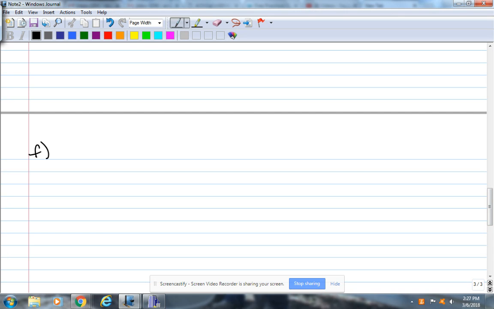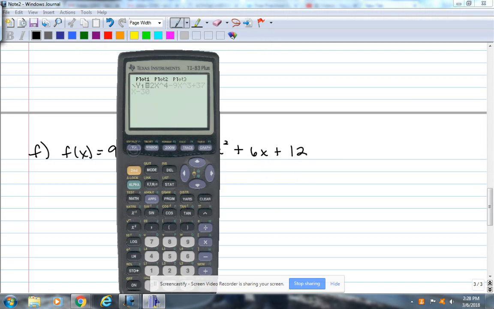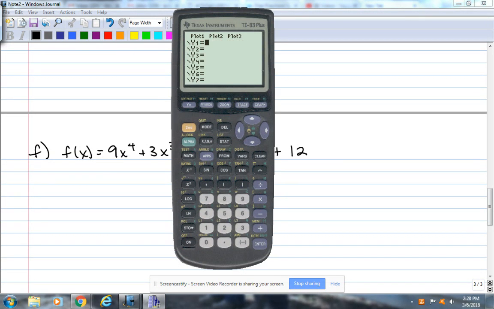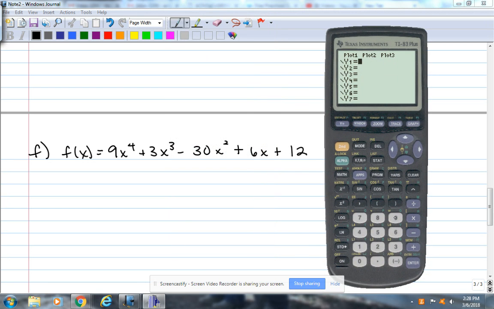Let's do another big one. F of x equals 9x to the 4th power plus 3x to the 3rd power minus 30x squared plus 6x plus 12. So what did we do first, y'all? Yeah, clear out your y equals. Type it in. Oh, I forgot my x. You better put those x's in there. That's going to make yours look not like mine.